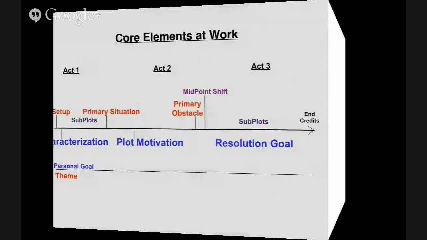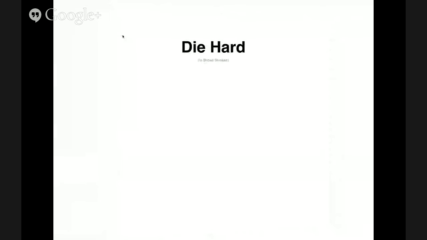Now we're going to look at Die Hard. Okay. In broad strokes, because there's a lot to this movie, a lot of details, a lot of character traits, a lot of things going on. We're going to really work in broad strokes.